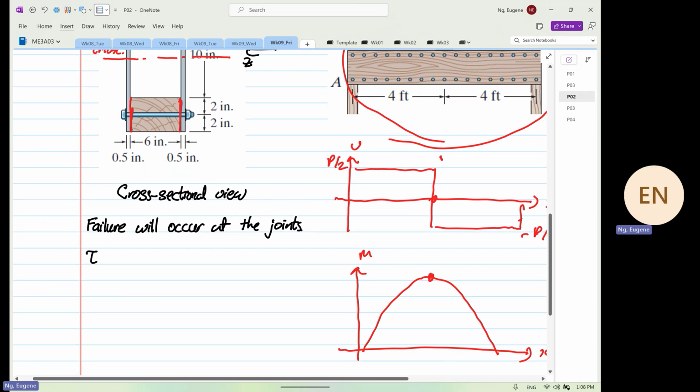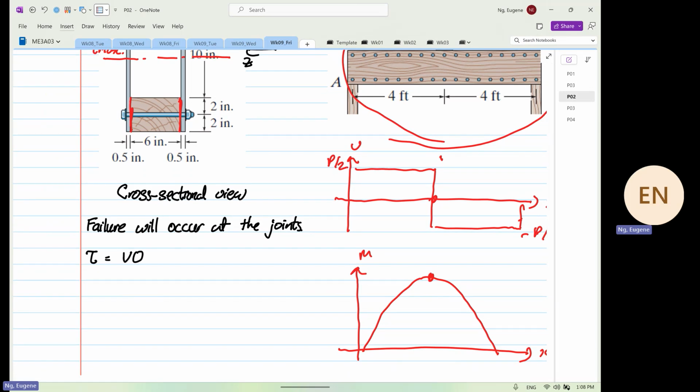That the shear stress is equal to VQ over It.